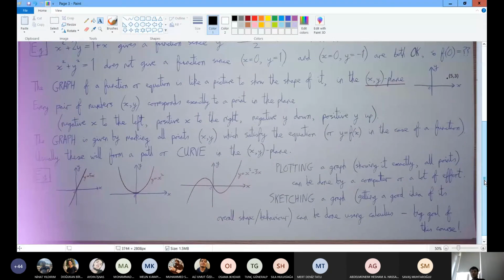This is the difference between plotting and sketching a graph. When you plot a graph, that means you plot exactly all the points. All the points that satisfy the equation, you join them up and you get some curve. Now that can be done by a computer, or if you have a big sheet of graph paper, you can spend a lot of effort marking all these points and joining them together. But sketching is less exact, but it needs less effort, and you need some more understanding to be able to do this. So sketching means you don't have to show all the points exactly, but you show the overall shape.